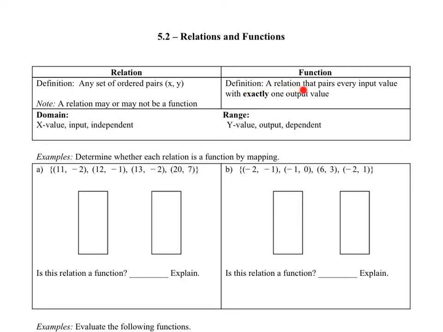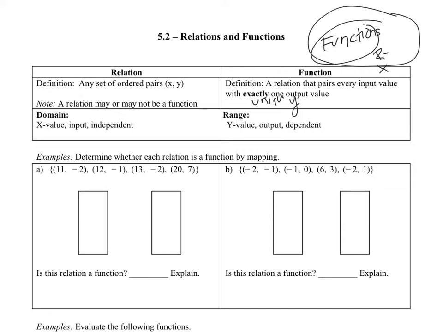A function is a special type of relation where every input has exactly one output. So every x has one unique y. I'm going to write unique. So if you have a Venn diagram, all functions are relations, but not every relation is a function. And we'll go through examples down here.